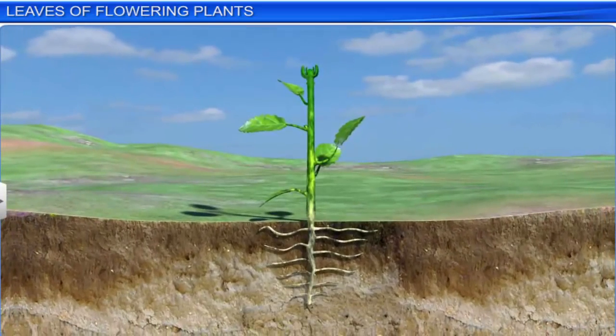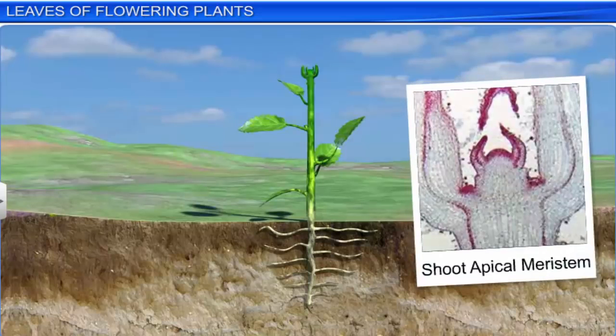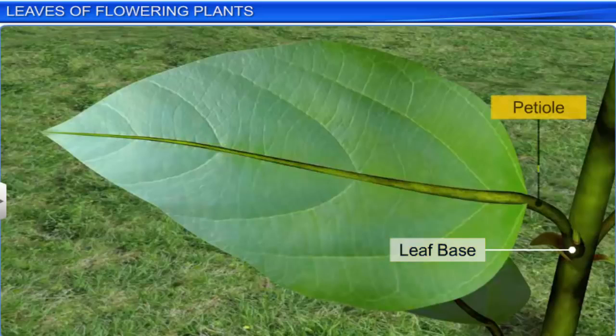Leaves originate from shoot apical meristems and bear buds in their axil. These axillary buds later grow into branches. The meristem found at the tip of a shoot is known as shoot apical meristem. A typical leaf has three main parts: leaf base, petiole, and lamina.